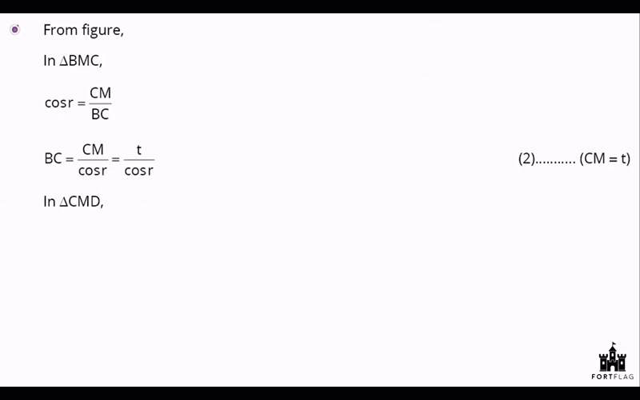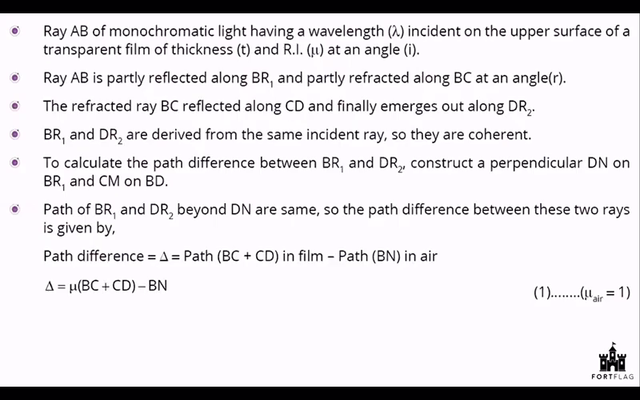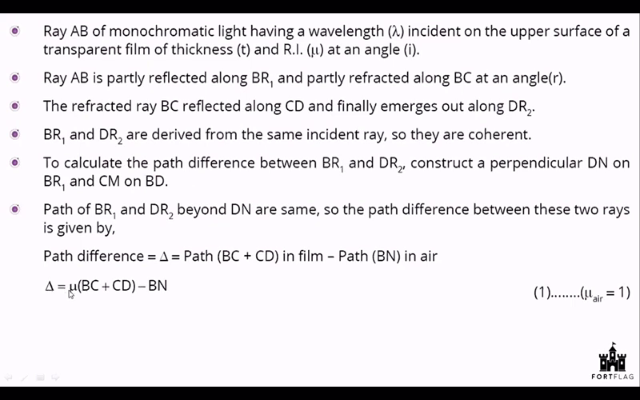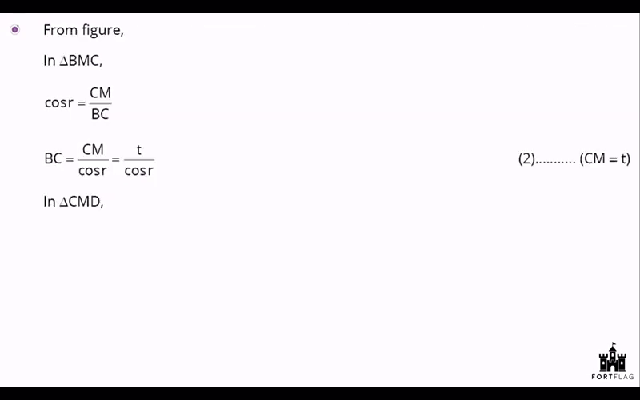And then we figured out, we applied the laws of trigonometry: in triangle BMC, sine of r is equal to CM by BC. CM is nothing but the thickness of the film, t. So BC becomes t by cosine r. Basically, from that equation, the path difference is mu times (BC plus CD) minus BN. We are going to substitute these elements in terms of known parameters like thickness, angle, and refractive index.